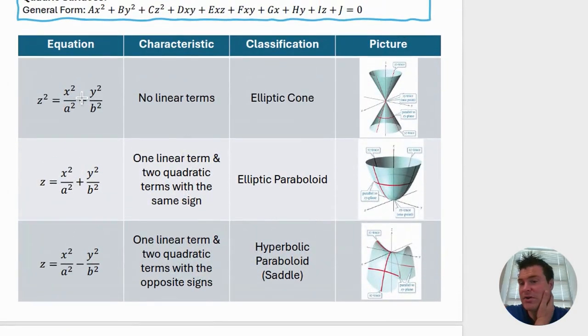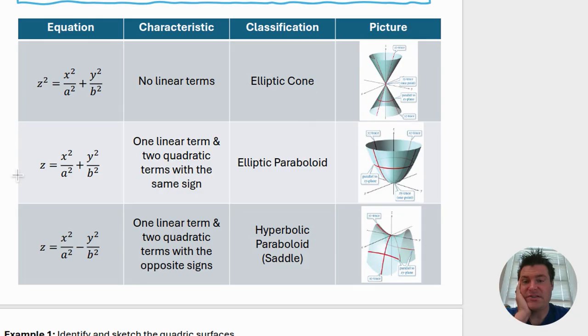We do get elliptic cone here when we have z squared equals, so if they're all squared, and it's just z squared, no term in front of it there. So there's no linear terms, it's elliptic cone. If we just have z equals, that's a little bit different. We have elliptic paraboloid. It's elliptic based on the ellipse. Should kind of look like an ellipse. If z was 1, it would be an ellipse. So it's got 1 linear term and 2 quadratic terms.